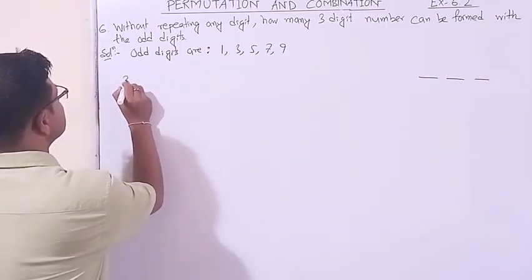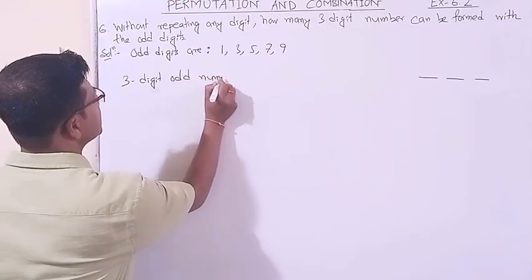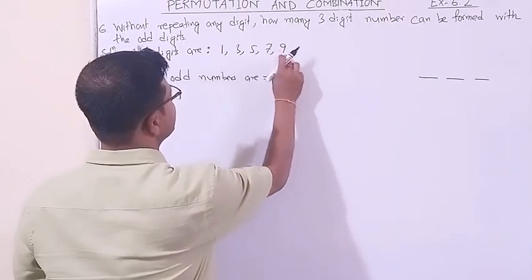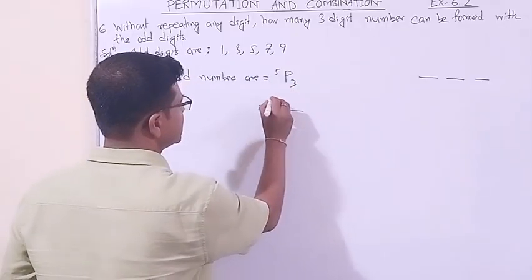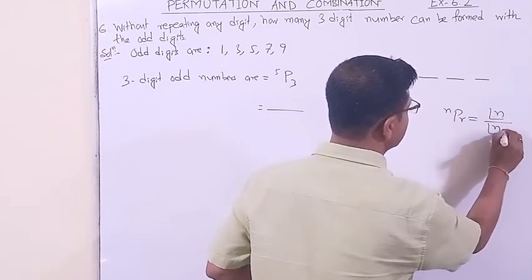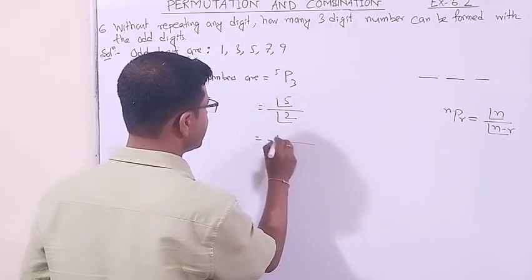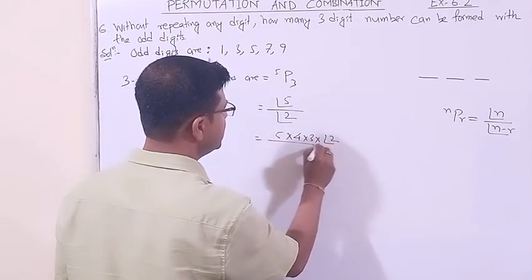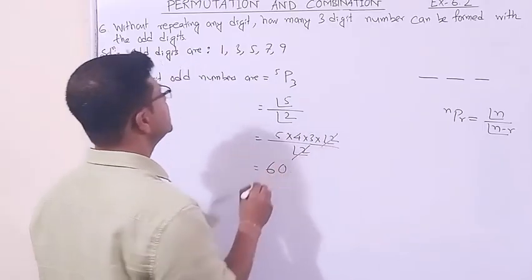So the 3-digit odd numbers are, how many are there? Let us count. Out of 5, we have to take how many? 3. So 3 at a time. Let us use this nPr formula: factorial n divided by factorial n minus r. So this is factorial 5 divided by factorial 5 minus 3, factorial 2. We can expand it: 5 into 4 into 3 into factorial 2, and this is also factorial 2. We can cancel them. This is 60. So there are 60 such numbers.